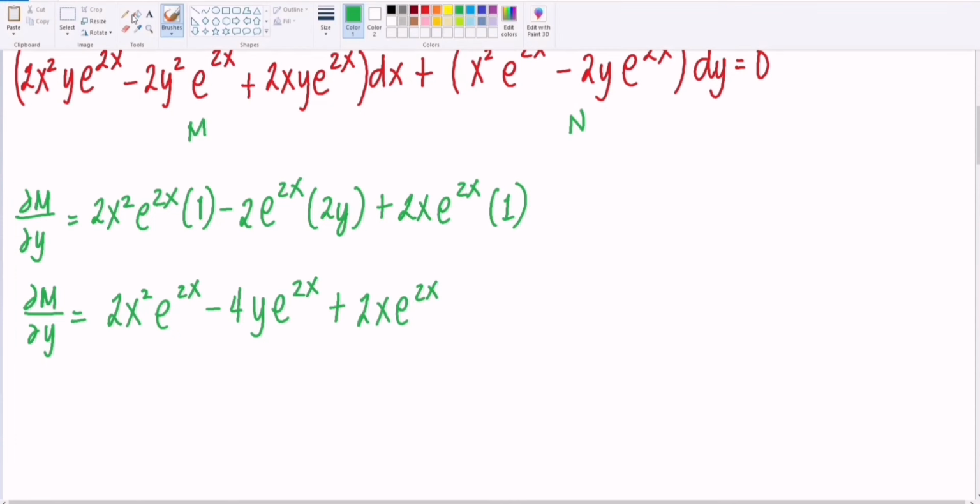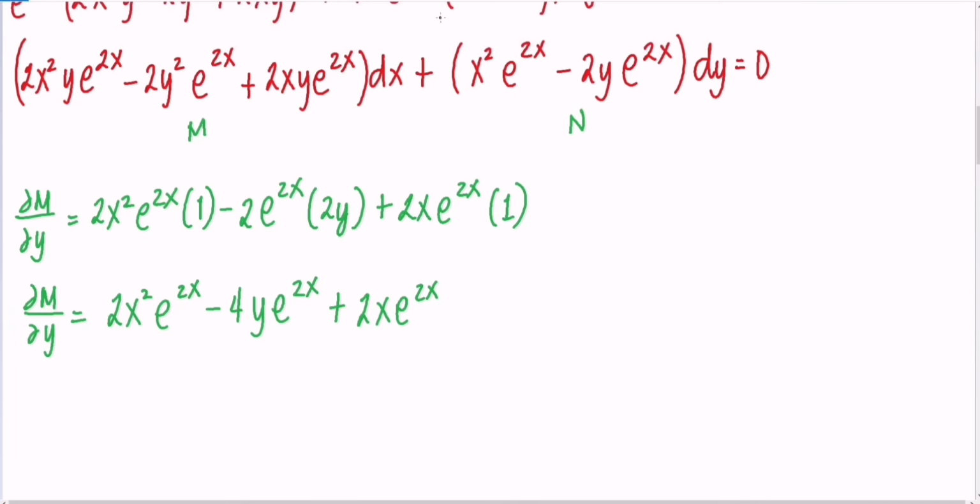Okay. Next is, I'll change the color so you won't get confused. That is the partial derivative of n in terms of x.